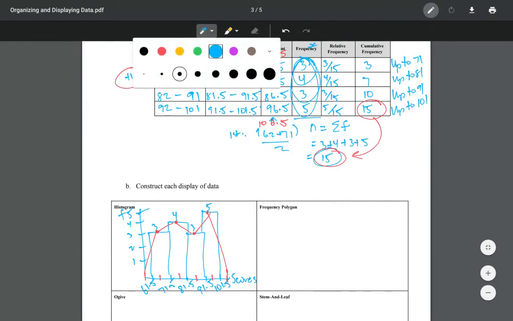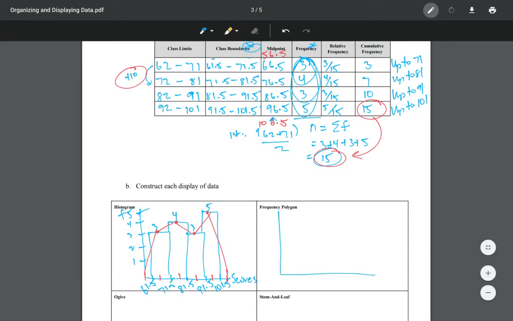Okay, so back to my blue one. So I have 1, 2, 3, 4, 5, 6 midpoints. So I can go ahead and label these. So 56.5, 66.5, 76.5, 86.5, 96.5, and 106.5. We still are using these to represent scores. These are now representative scores for each of my classes, and my frequencies are still the same. So my vertical axis is still frequencies, 1, 2, 3, 4, 5. And then I go ahead and start to draw this.